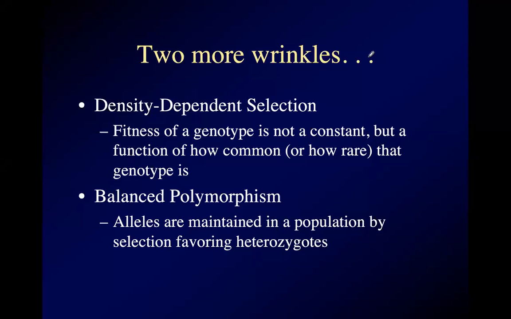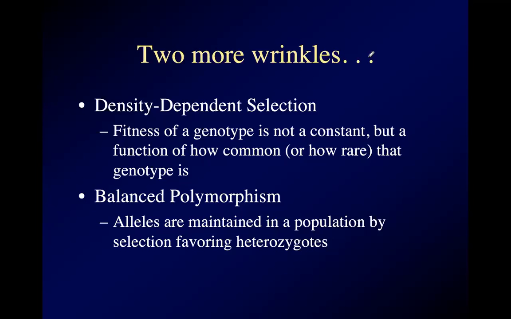Two last wrinkles I wanted to talk about are density-dependent selection and a balanced polymorphism. I didn't have time to add slides illustrating a balanced polymorphism, but you actually saw one on Monday when I was messing with that population genetics simulation. Polymorphism is Greek for many shapes. In genetics, in this context, it means many alleles. So a polymorphic locus is just a gene that has multiple alleles.